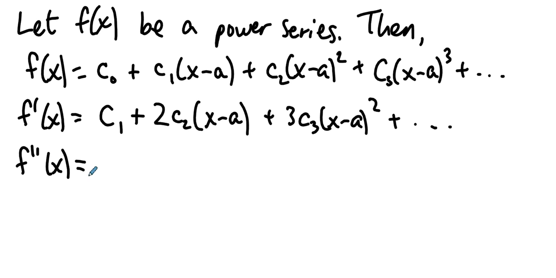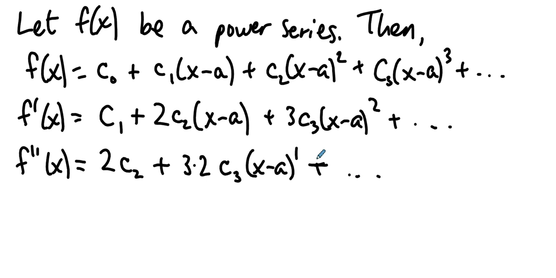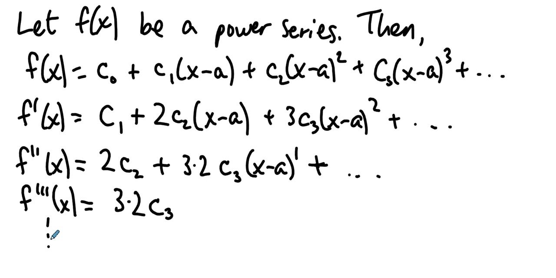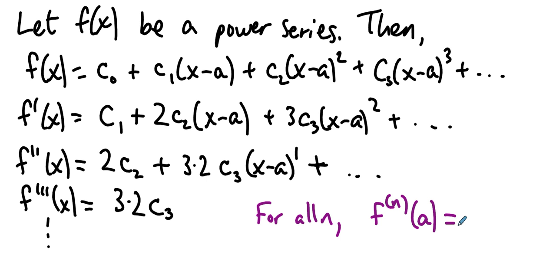We could take the second derivative. The second derivative is 2c2 plus, 2 comes down in front, right? And it just goes. And so then the third derivative, the first term is 0. The third derivative is 3 times 2 c3. And this process goes on. But the punchline here is that for all n, the nth derivative evaluated at a is n factorial times c sub n. That's the key takeaway.